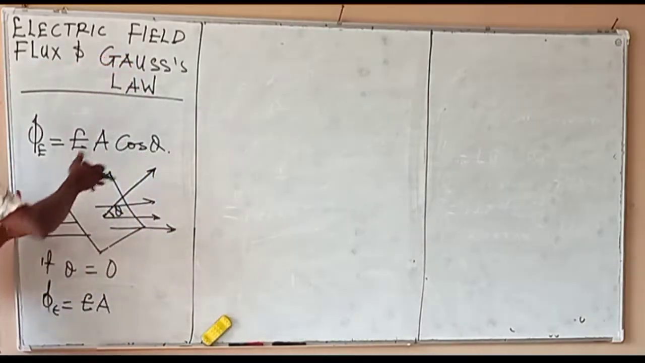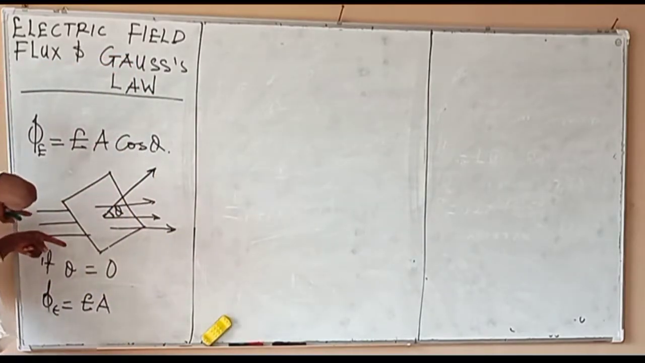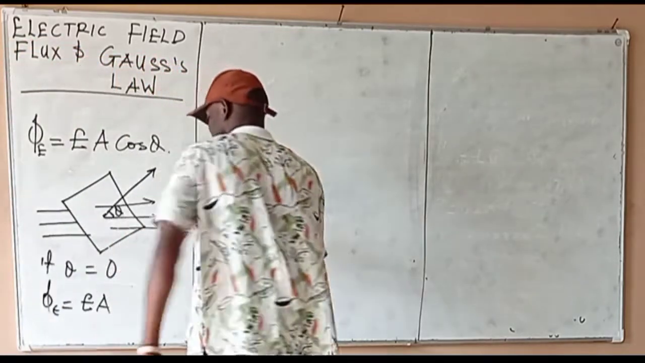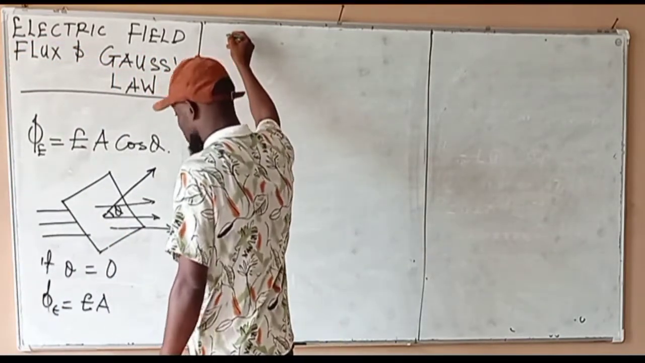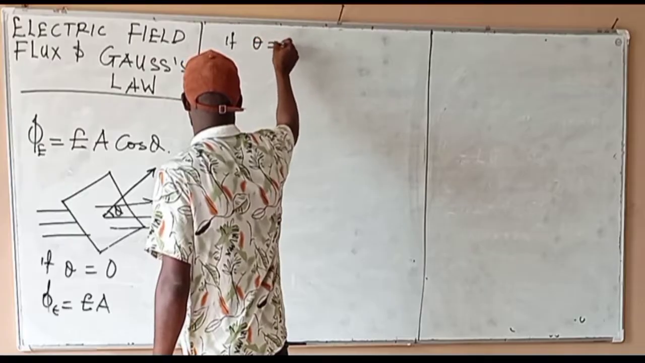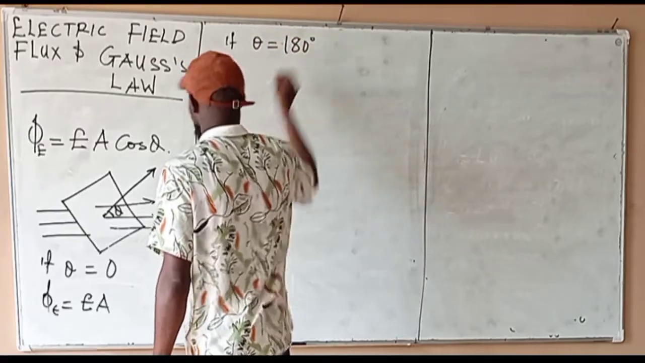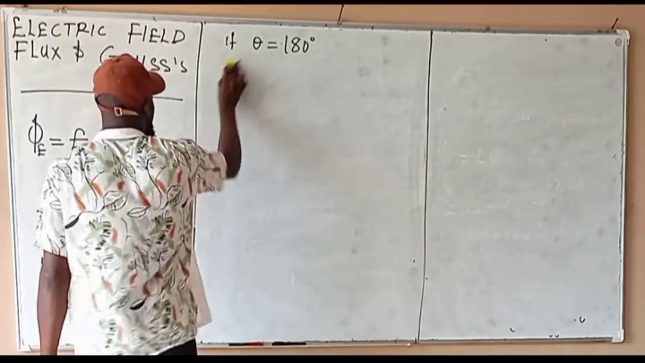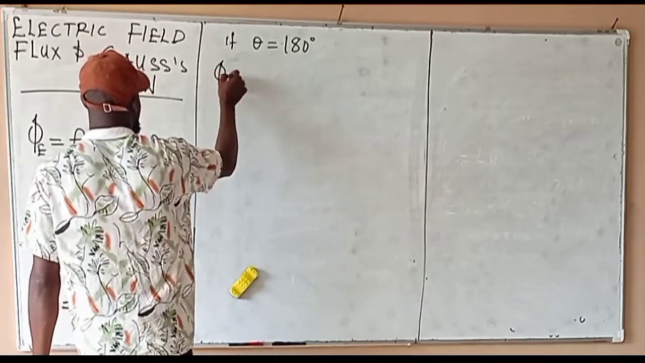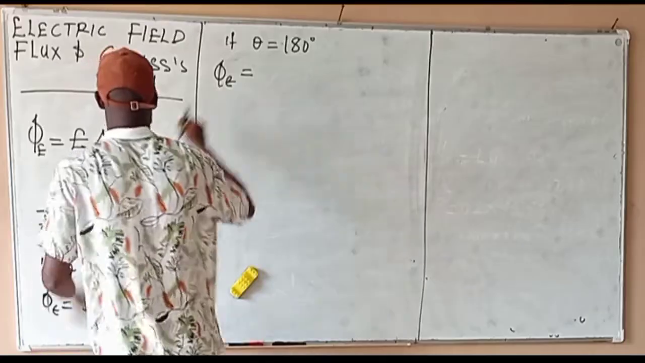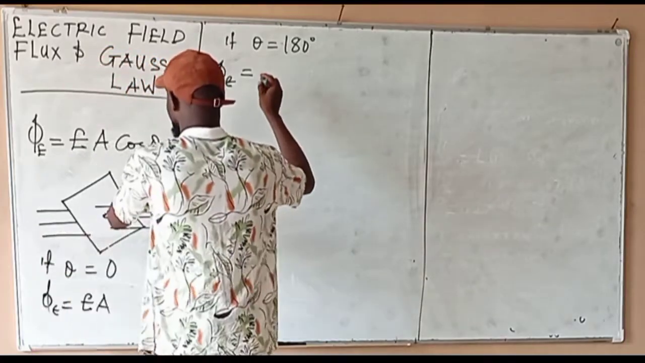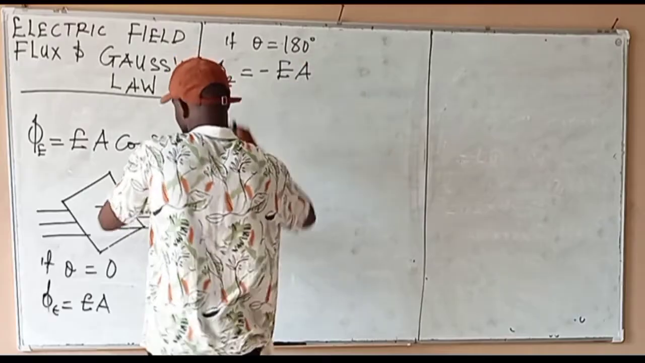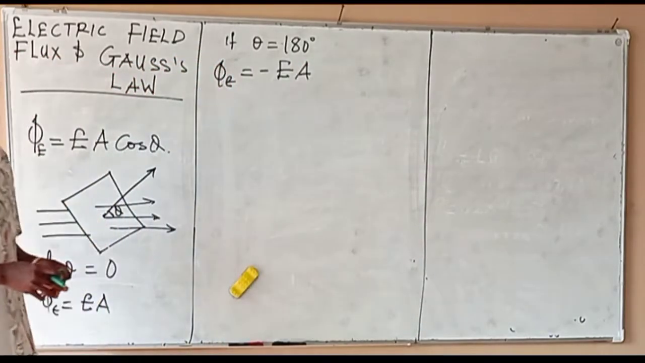So that means this field line is parallel to the perpendicular line of the surface. Let's look at the anti-parallel condition. If our theta is equal to 180 degrees, then our flux, phi sub E, if we put 180 here, will be equal to minus EA, because cos 180 gives us minus 1.